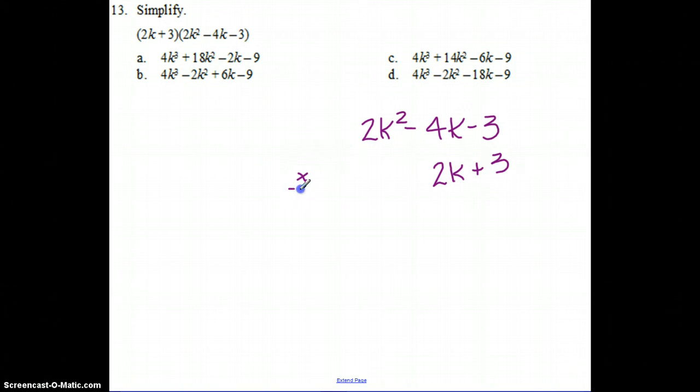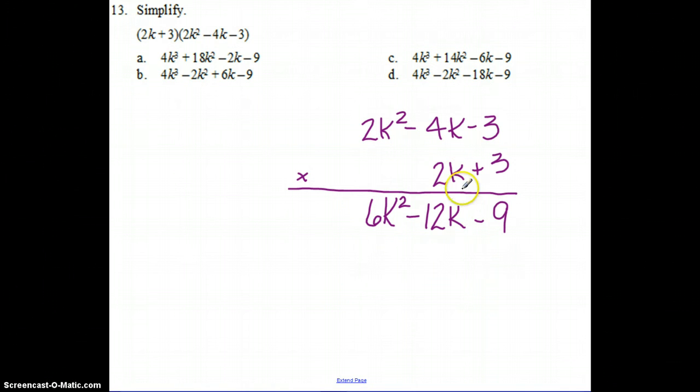Remember, when we set this up, it's much easier to do if whatever has the most digits or the most terms goes on top, least amount of digits or terms goes second. Now I'm going to start by doing 3 times everything that's here. So positive 3 times negative 3 is negative 9. Positive 3 times negative 4k is negative 12k. 3 times 2k squared is going to be 6k squared.